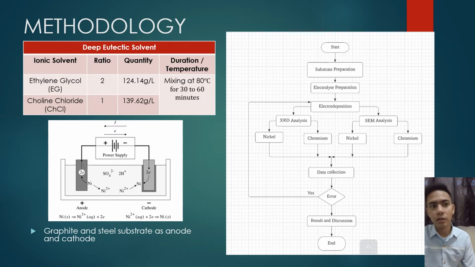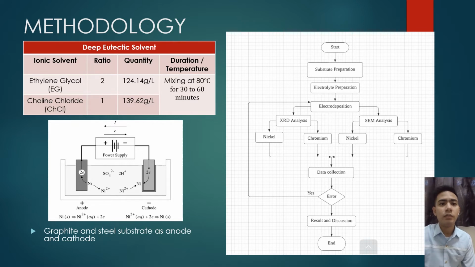Okay, on the lower side we can see the diagram of the position of my electrodes for anode and cathode. For the anode, we place the graphite or ITO, and for the cathode, we place the steel substrate.